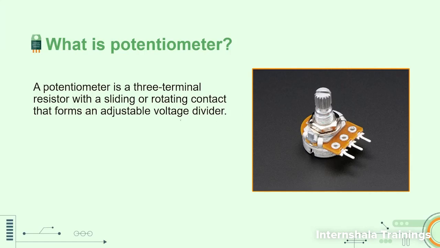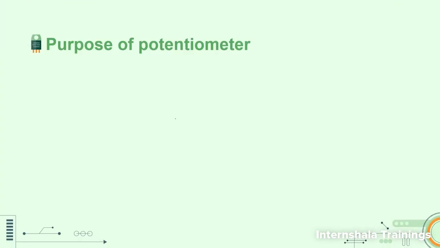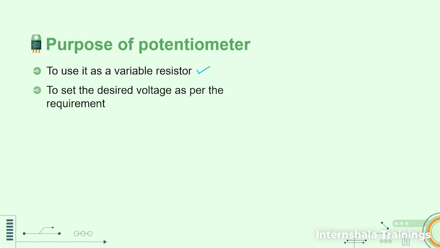Now let's try to understand the purpose of the potentiometer in the circuitry. As I discussed, there are 2 purposes. The first purpose is to use it as a variable resistor. The second purpose is to set the desired voltage as per the requirement. So we can use the potentiometer to set the desired voltage. How it is done, you will get in a moment in this video.